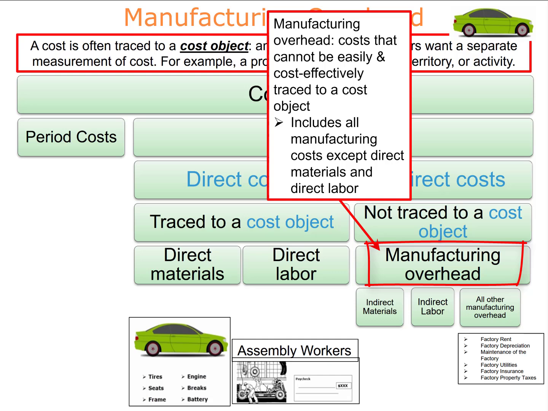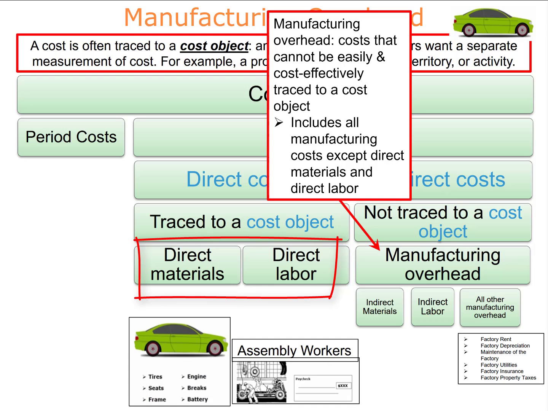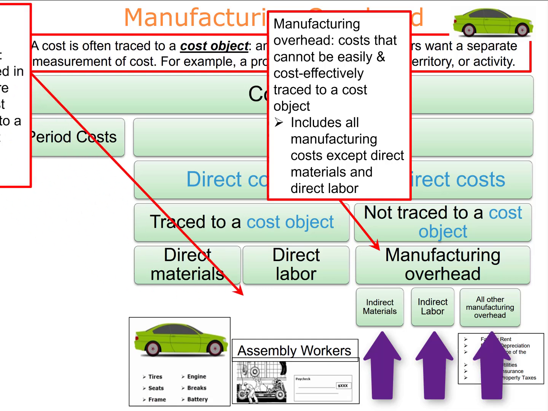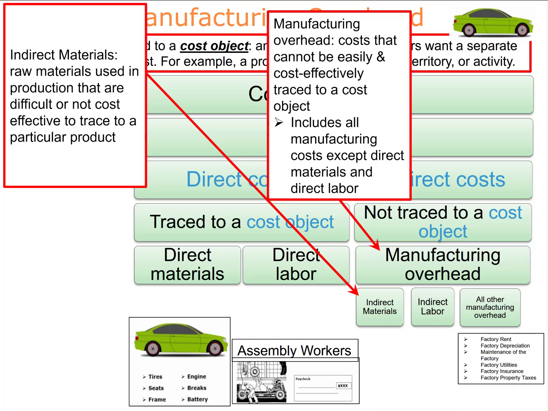It's important to note that manufacturing overhead includes all manufacturing costs except direct materials and direct labor. We can further break down manufacturing overhead into three categories: indirect materials, indirect labor, and all other manufacturing overhead. Indirect materials are raw materials used in production that are difficult or not cost-effective to trace to a particular product. Examples for Gabriella's guitar shop are glue and small tools.